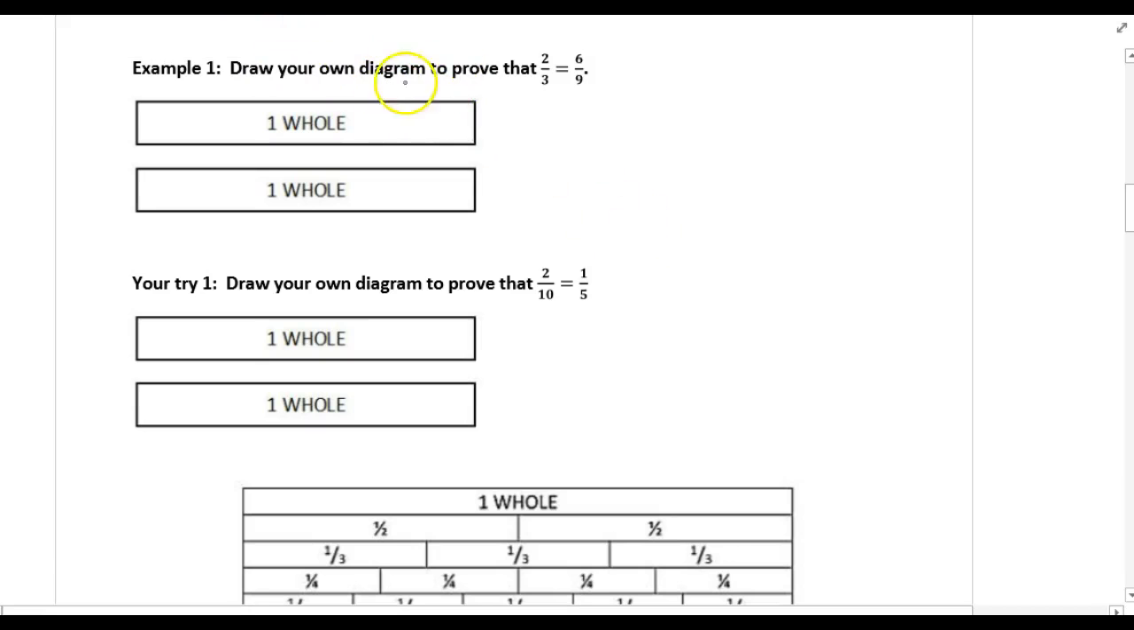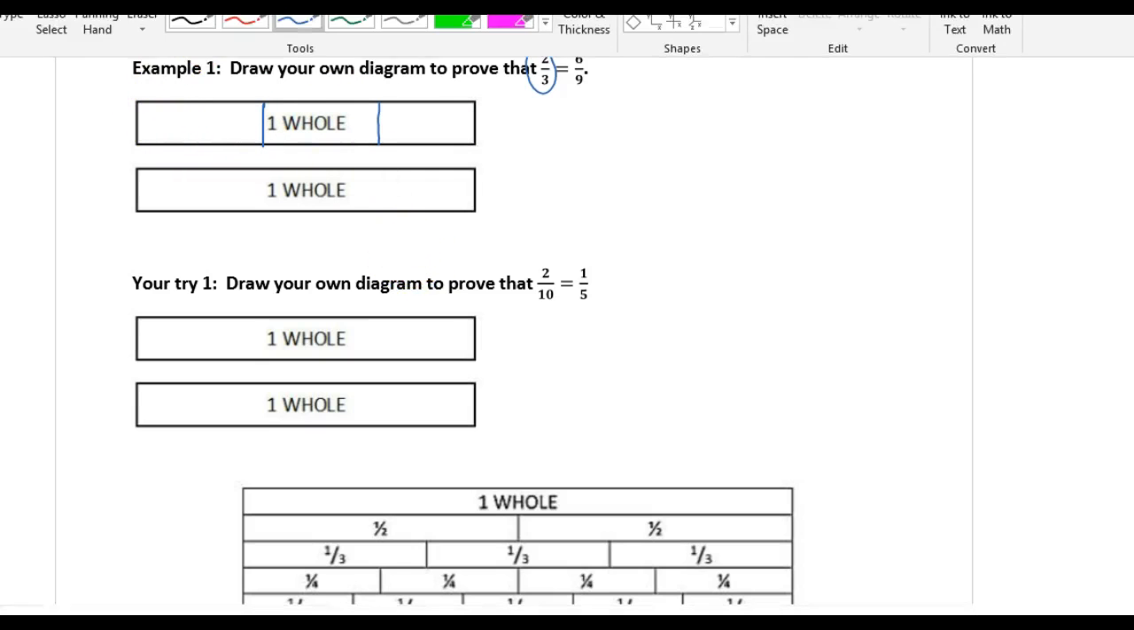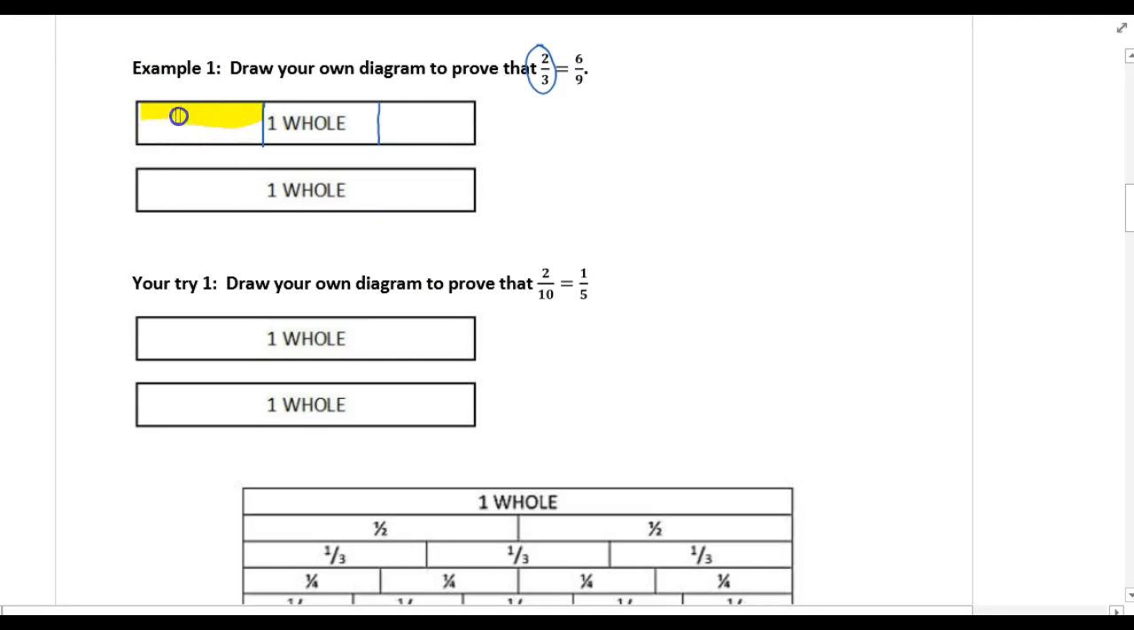So next one, draw your own diagram to prove that 2/3 is equal to 6/9. Now we're going to try our best to do this. 2/3 means the denominator tells us how many pieces we have to break the whole up into. So we have to break this up into 3 equal pieces. And then I can shade in. This is 1/3. This would be 2/3. Now we want to break this next one up into 9 equal pieces.